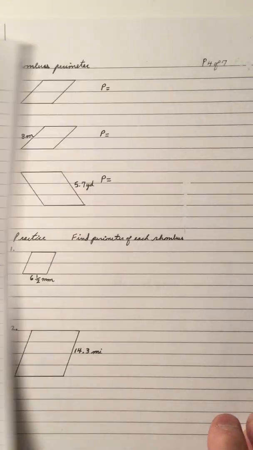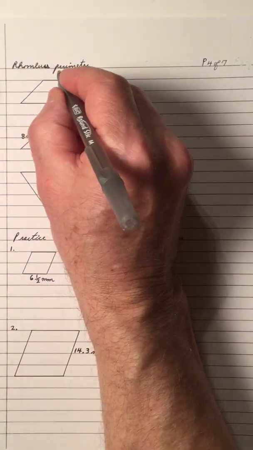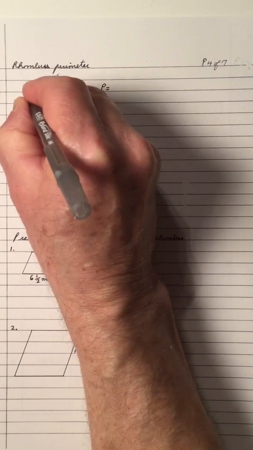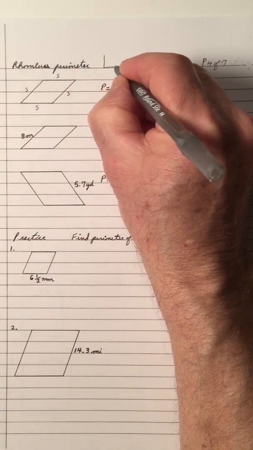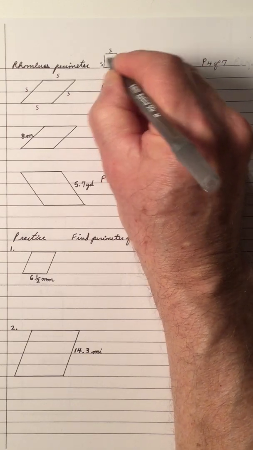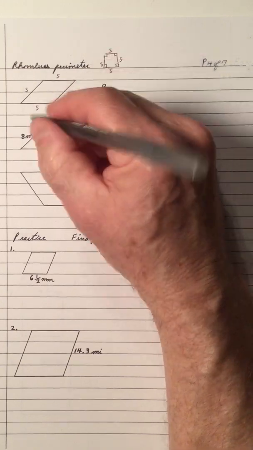Let's continue. What about the perimeter of a rhombus? Well, a rhombus has all sides equal. So a rhombus is S and an S and an S and an S. Similar to a square, but a square is S, S, S, S. But a square has a right angle. That's the difference between a rhombus and a square.